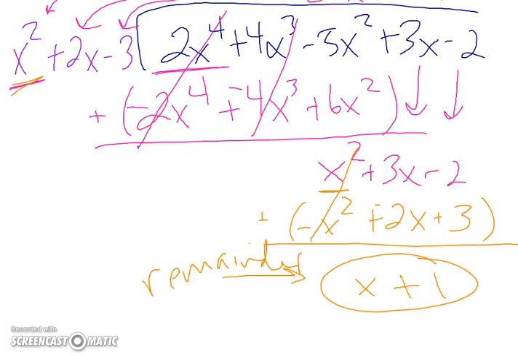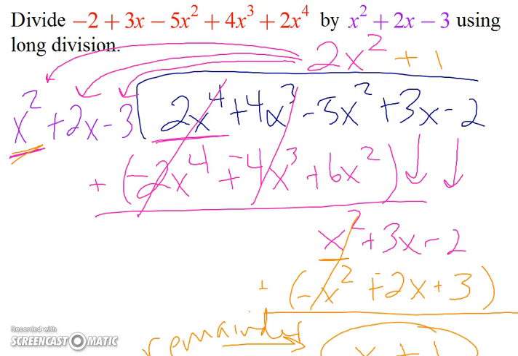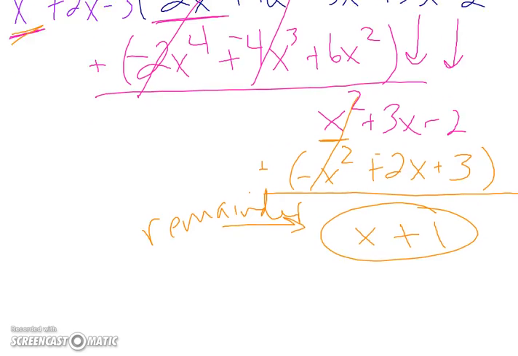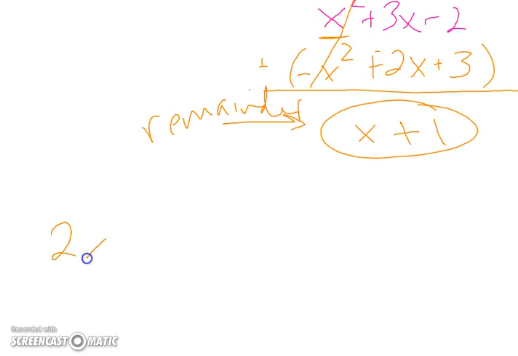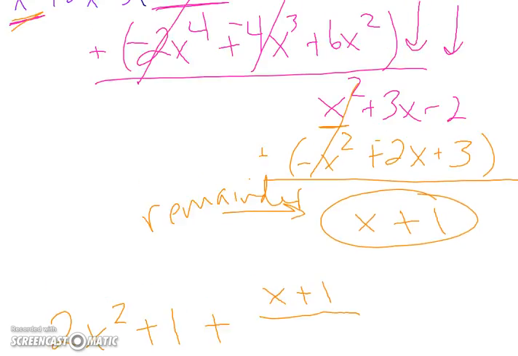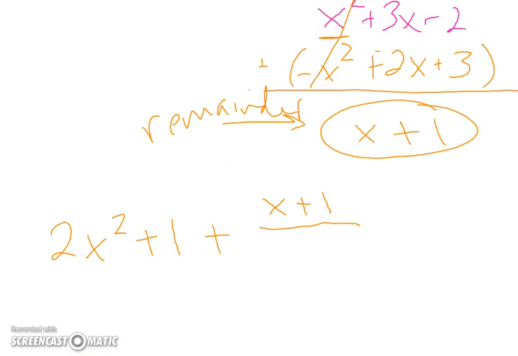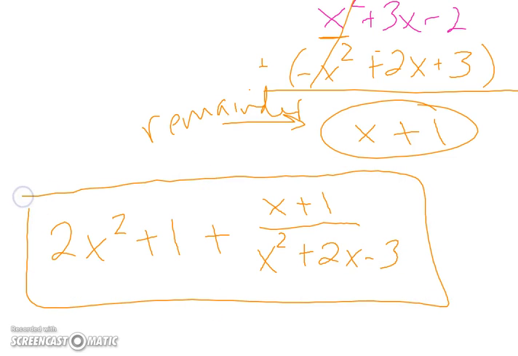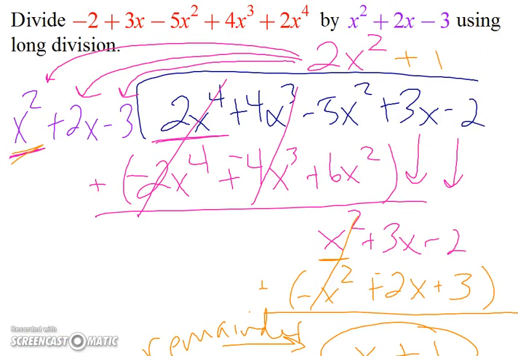So my final answer when I divide those two polynomials is 2x squared plus 1 plus my remainder of x plus 1 over x squared plus 2x minus 3. And again, we'll talk about the significance of that remainder a little bit later, but this right here is my solution when I divide those two polynomials.